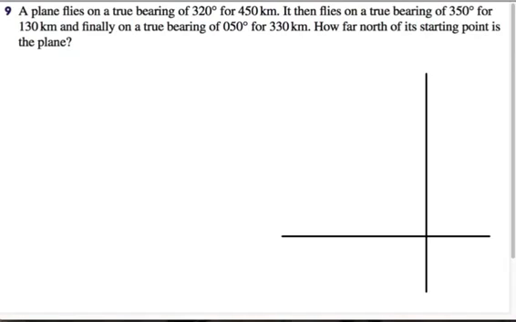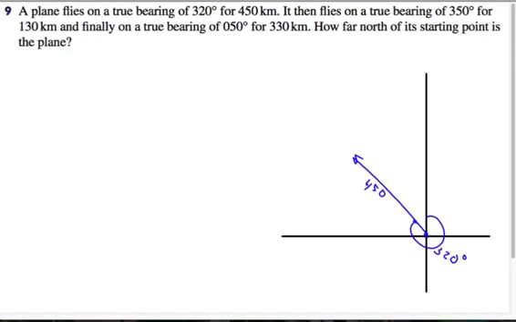If the plane starts at the origin, it would go there-ish. And the angle here, sorry, not all the way around there, from the north there, would be 320 degrees. The distance, 450 kilometers.